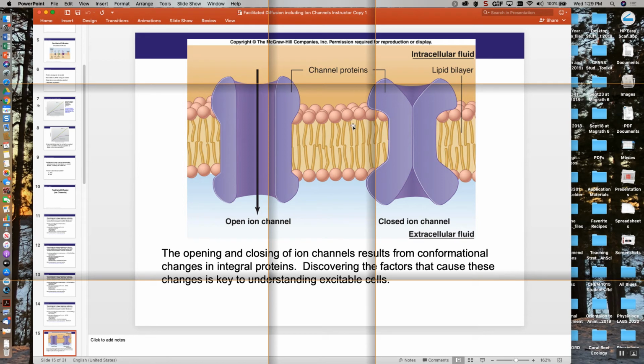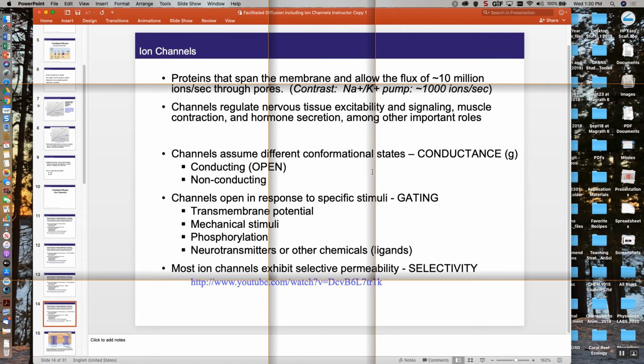But here's the kicker. Here's what I want you to really get from this slide too. Usually the open state, we know that is a conducting state. That actually allows for conductance of an ion. But there are several different non-conducting states. And when we talk about voltage-gated sodium channels, we're going to talk about closed states and inactivated states. Both of them are non-conducting states. So just keep that in mind. This is what I mean with conductance. So, part of the ion channel properties: channels assume different conformational states, conducting and non-conducting.